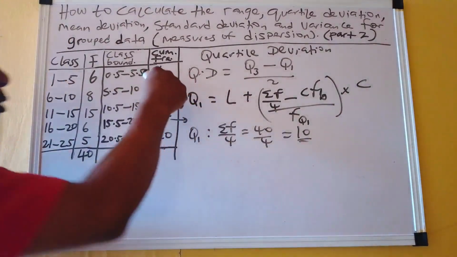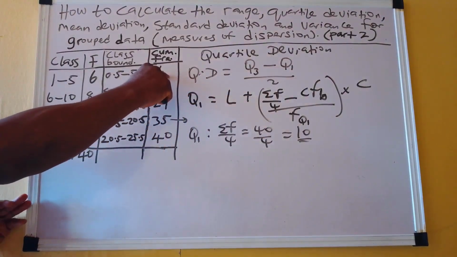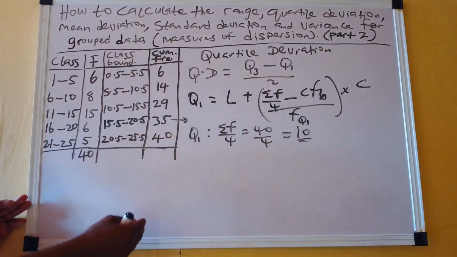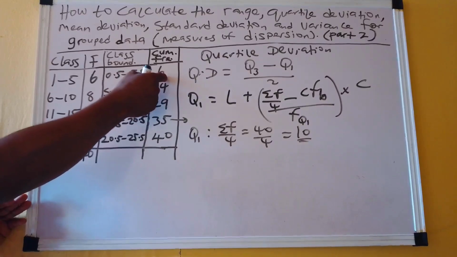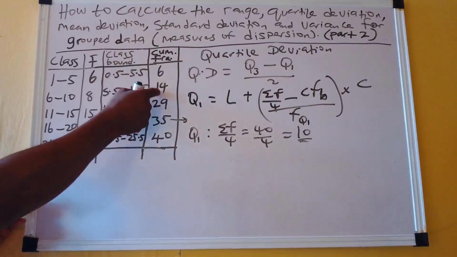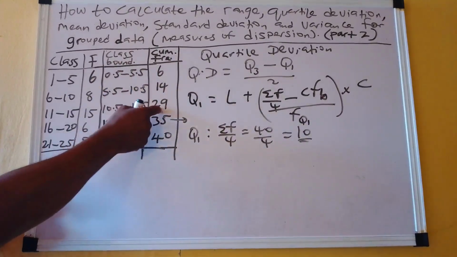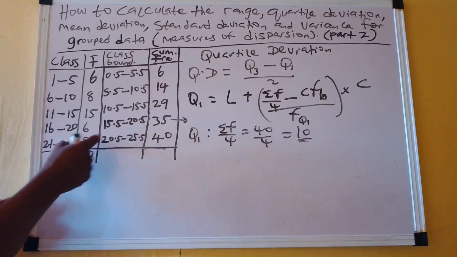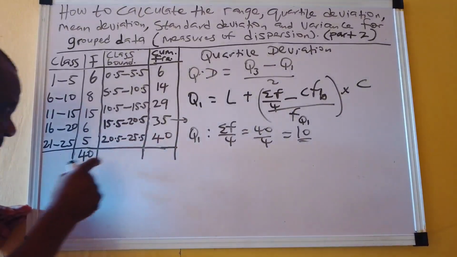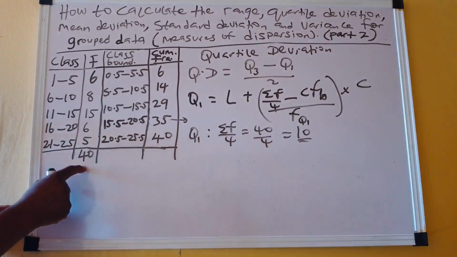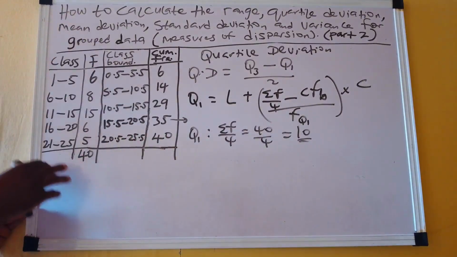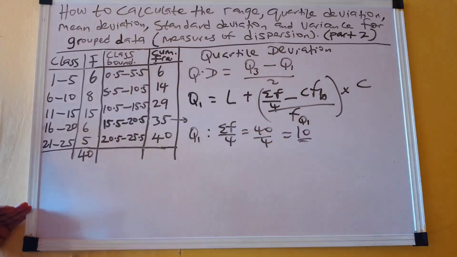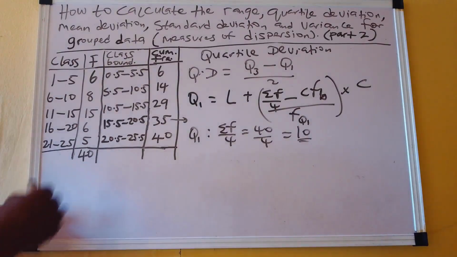This 10, where does it fall? The first value here is 6. Of course, you know how we got our cumulative frequency. You put the first one, 6. 6 plus 8 is 14. 14 plus 15 is 29. 29 plus 6 is 35. 35 plus 5 is 40. And this must tally with the total frequency, which is 40. The cumulative frequency helps us to trace the class where each of these measures of position belongs.